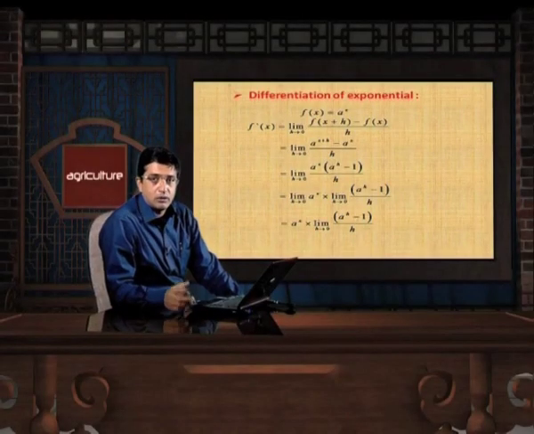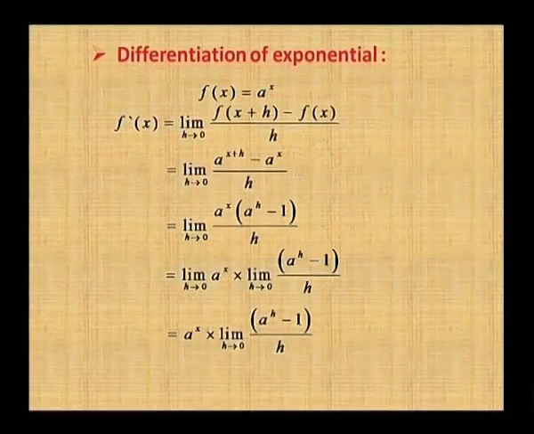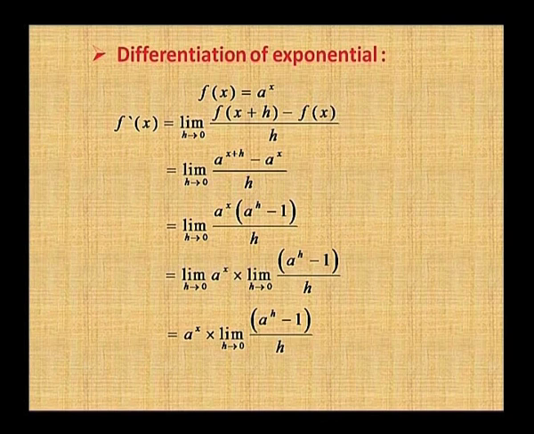Now we are going to discuss an exponential term like f(x) equals a to the power x. According to the definition, f dash x equals limit h tends to 0. Similarly, h is a small increment in x, that is, limit h tends to 0 of f(x + h) minus f(x) upon h. We replace x with x + h in the exponential term, giving a to the power x + h minus a to the power x upon h.